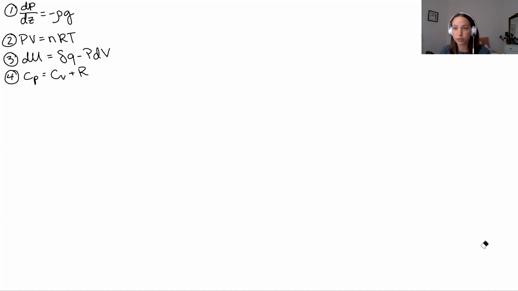So we're going to start out with these 4 equations that I already have listed. The first one is the law of statics, and it states that the change in pressure with respect to position is equal to density times gravity. The second equation that I have listed is the ideal gas law, which states that pressure times volume is equal to the number of moles times the ideal gas constant times temperature. And again, our N is always going to equal 1, so it'll be pretty much irrelevant in this video because it will just cancel out.